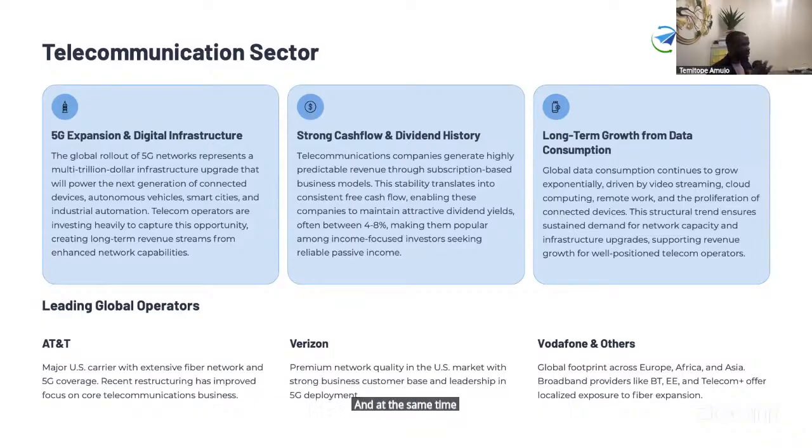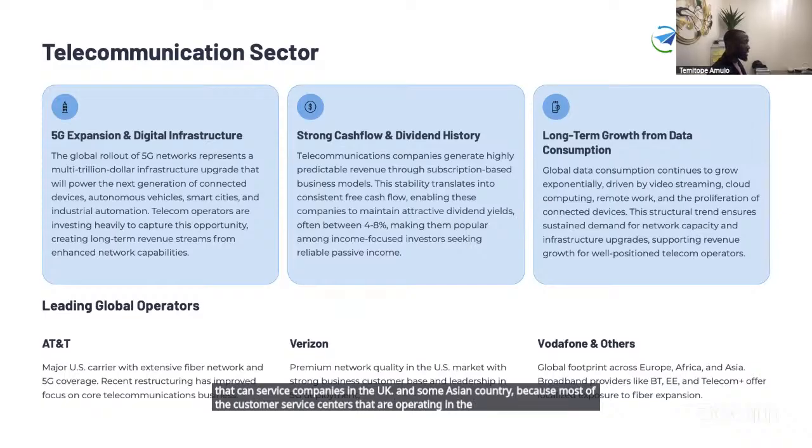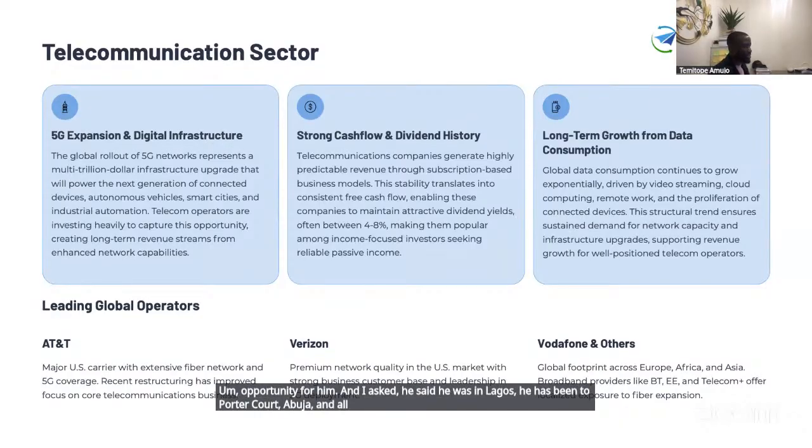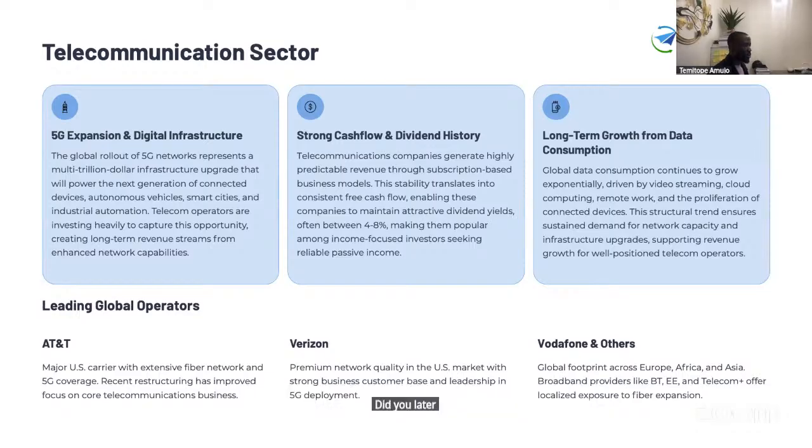At the same time, I was in a conference at Cranfield University in the United Kingdom, and the man is trying to establish a global customer service center that can service companies in the UK and some Asian countries, because most of the customer service centers operating in the UK are running in India and some other Asian countries. So this man wants to also explore Nigeria as a potential investment opportunity. He said he had been to Lagos, Port Harcourt, Abuja, and did all of the analysis. The next question I asked is, did you later invest? He said no. And I said, why? He said the internet is what discouraged them.